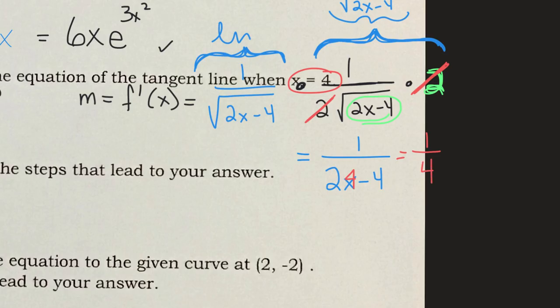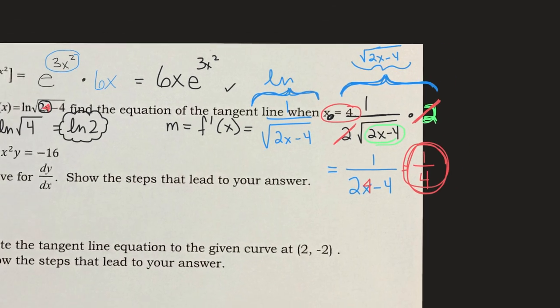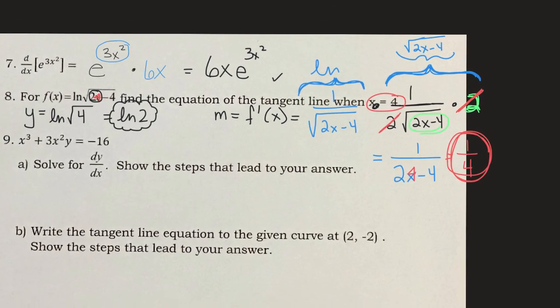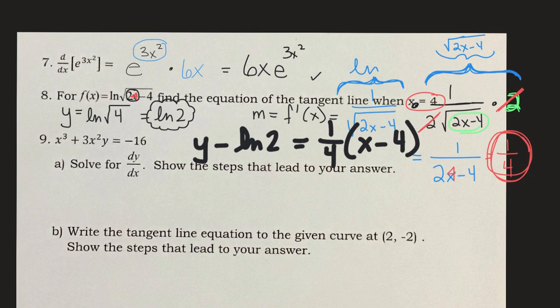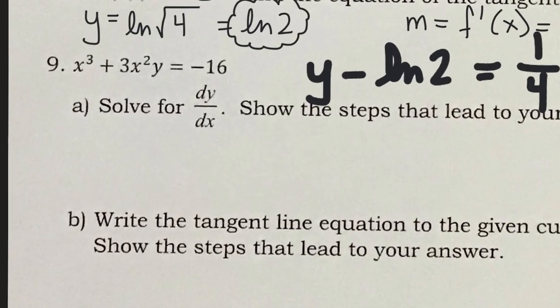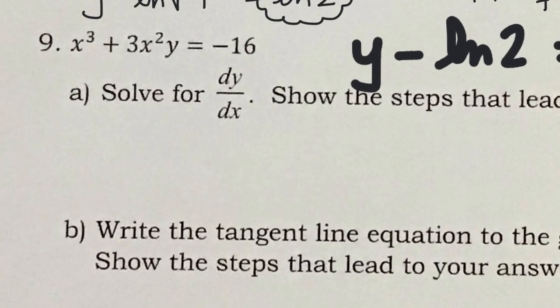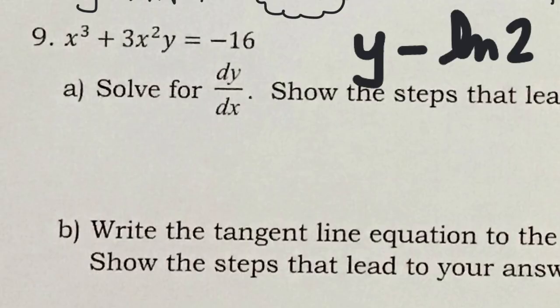I get 1/4. So that's my slope. My slope is 1/4. So now that I have my slope and I have my y value, I can write my equation. Y minus the natural log of 2 equals 1/4 times x minus 4. Okay, and now our implicit. We want to find dy/dx, so this is our implicit derivative.